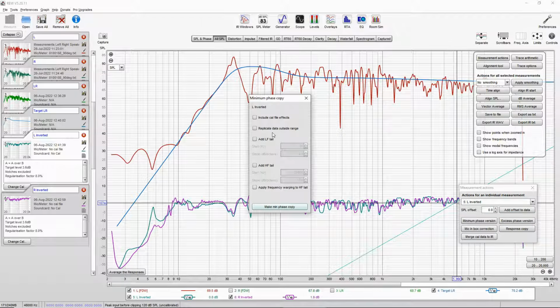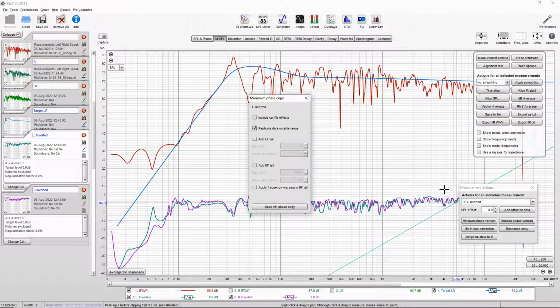Click that. It's useful to replicate data outside range. The measurement range, by the way, is from 0 to 24,000 Hertz. This is also quite important for accuracy of calculations. REW works in 48,000 Hertz and 16 bits. That's why you should use 48,000 sampling rate throughout.